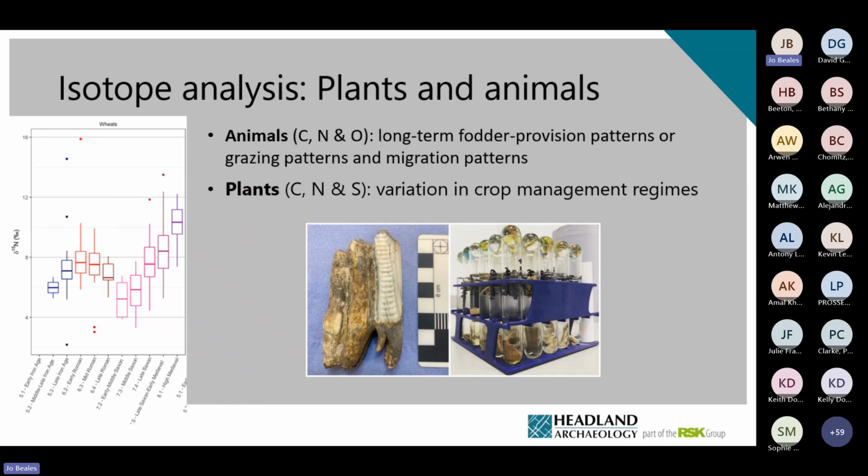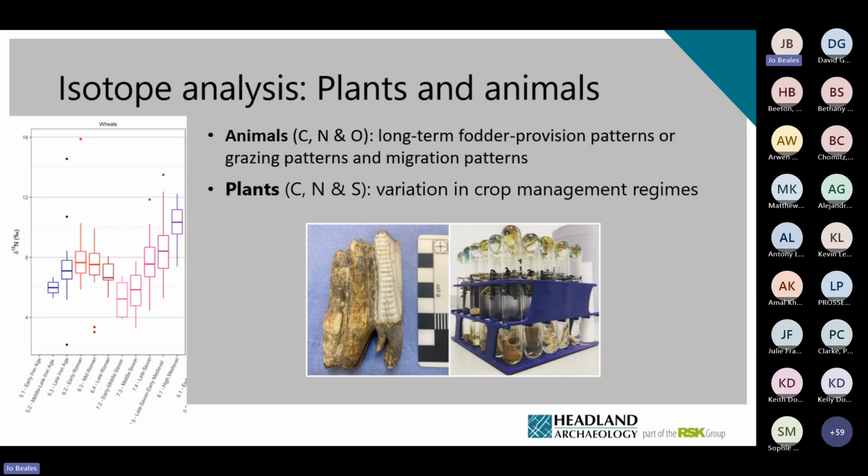Now, isotope analysis is also obviously done on plant and animal remains. In animal remains, it looks at long-term fodder provisions, grazing patterns, and migration patterns, and there have been some great studies done on long-distance droving using isotope analysis, which have come out in recent years. Isotope analysis is not used so much on plants at the moment, but it can provide really good indications for variations in crop management regimes. Again, we did quite a comprehensive integrated isotope analysis as part of the A14 project.